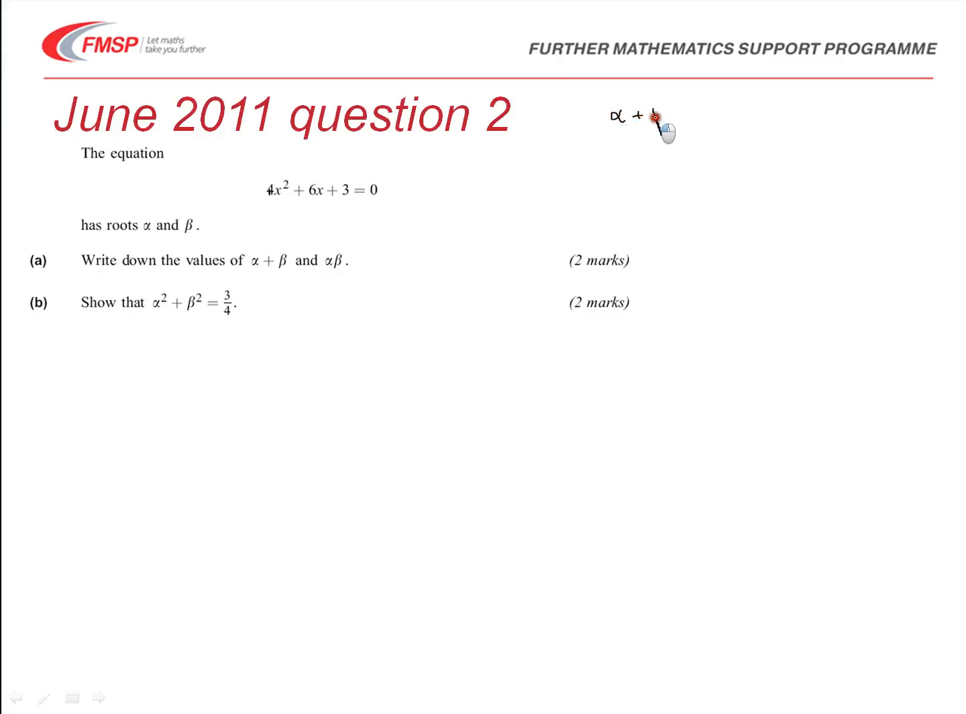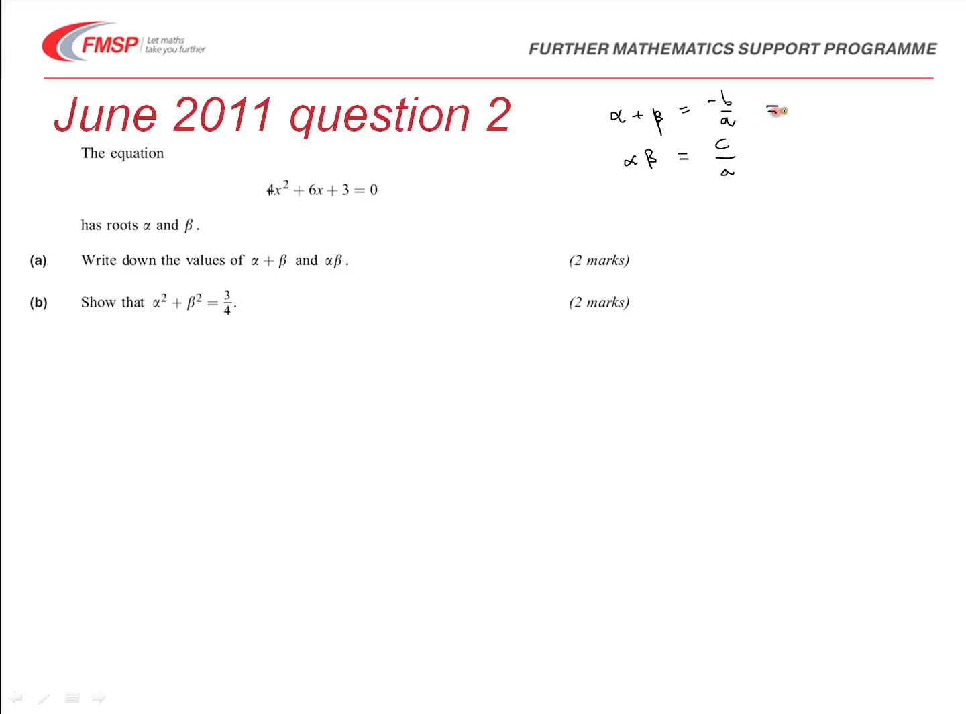use. The fact that alpha plus beta is equal to minus b over a, where b and a were two of those coefficients, and alpha times beta is equal to c over a. And the first part of the question just asks us to write down the values of alpha plus beta and alpha times beta. That's the sum of the roots and the product of the roots.